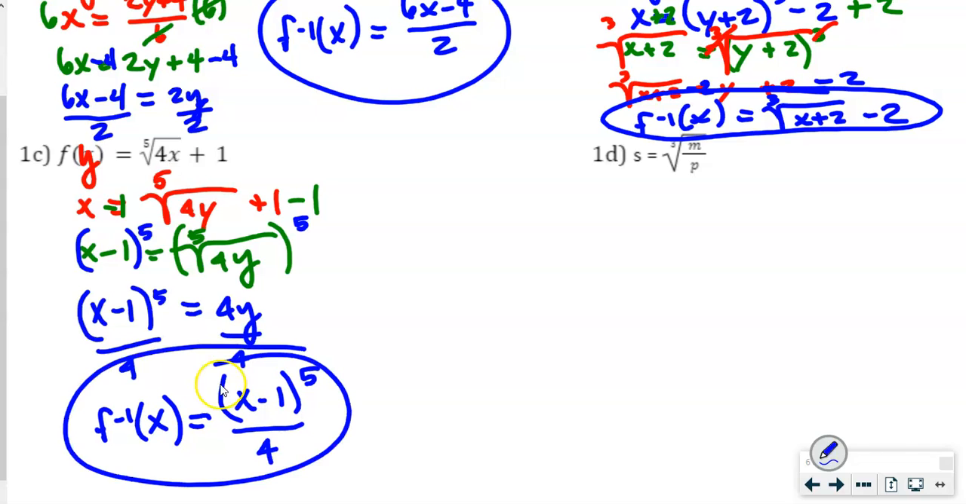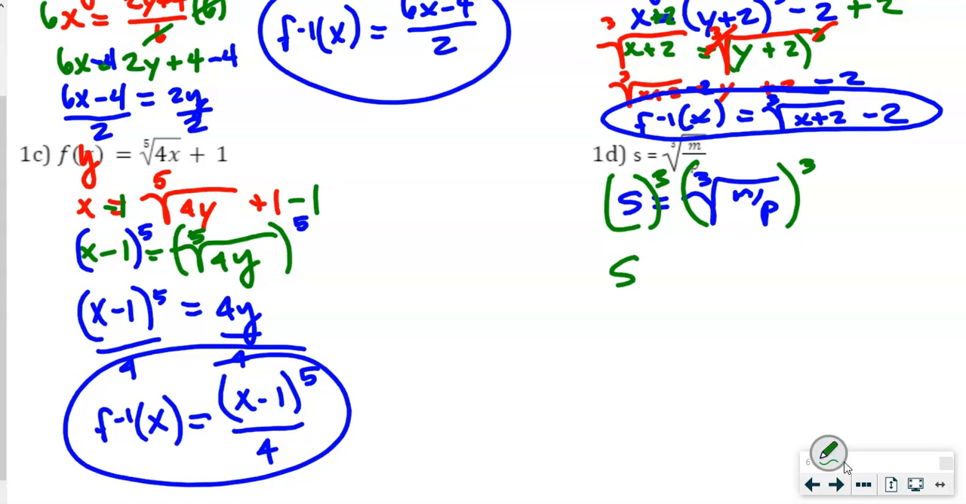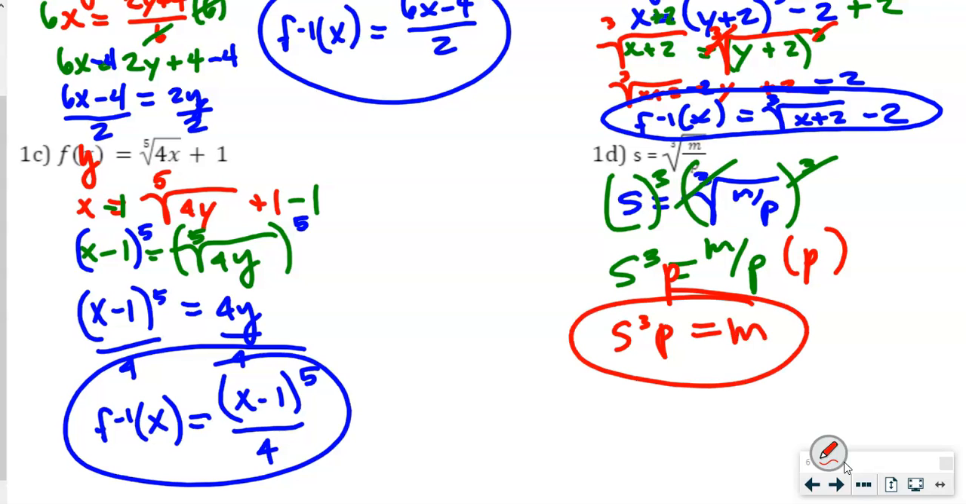Now, this last one said to solve for m, okay? So what I'm going to do is rewrite it first. S is equal to the cube root of (m over p). So to get rid of that cube root, we're going to have to cube both sides, right? So when we do that, we get s to the 3rd equals, these cancel each other out, m over p. And the way we get rid of something in the denominator, because we're trying to solve for m, is multiply both sides by p, right? So that's going to be s to the 3rd times p is equal to m. And that was our solution there.